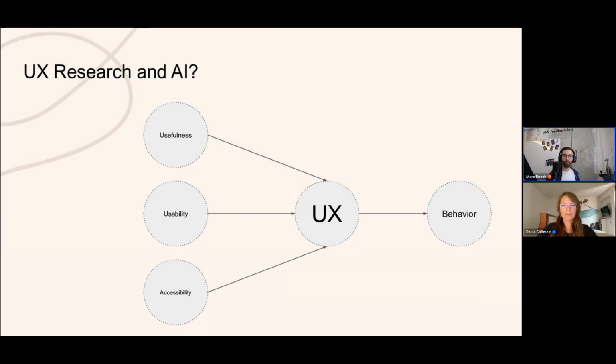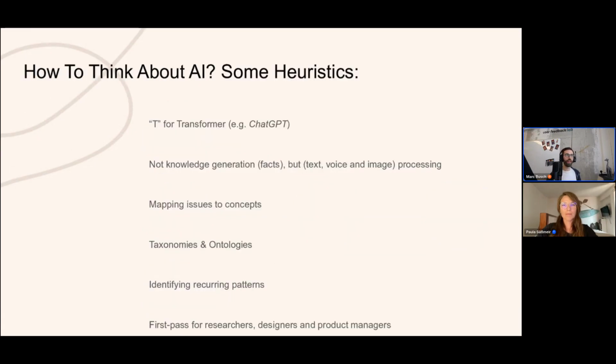One of the reasons why AI is so good for UX research is a pretty basic thought: AI is actually really good at dissecting and sorting these constructs and mapping issues, either usability issues, UX issues, or behavioral issues, onto our findings. What does that mean? Here are some heuristics, some broader guidelines for how to think about AI. We don't want to dive deep into large language models. Just a disclaimer: when we say AI, we mean large language models.